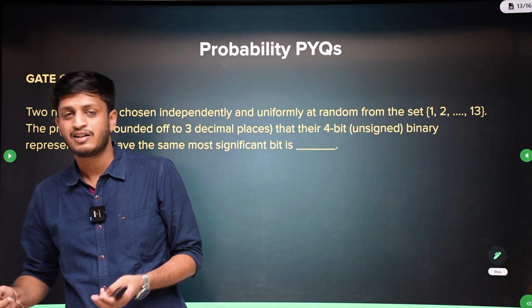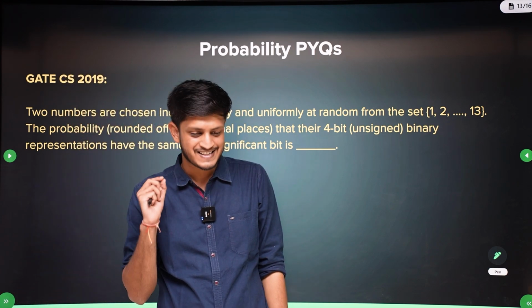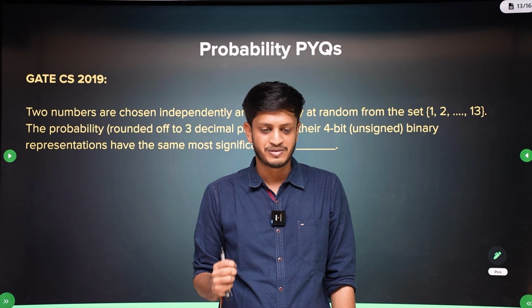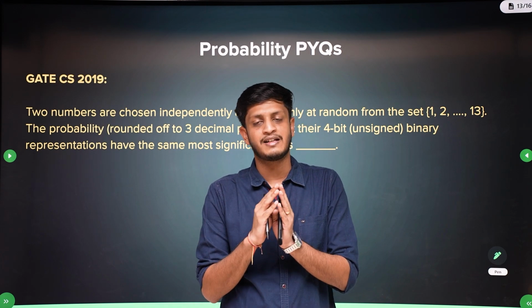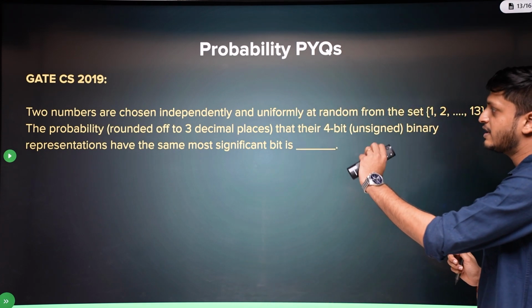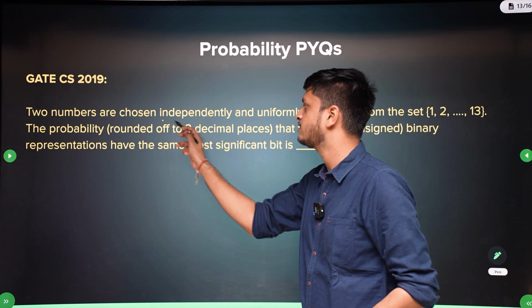So this again need not be from total probability. I just added this question to tell you that not everything is from total probability. You just need to see the question and understand what it is trying to ask. So, two numbers are chosen independently and uniformly.